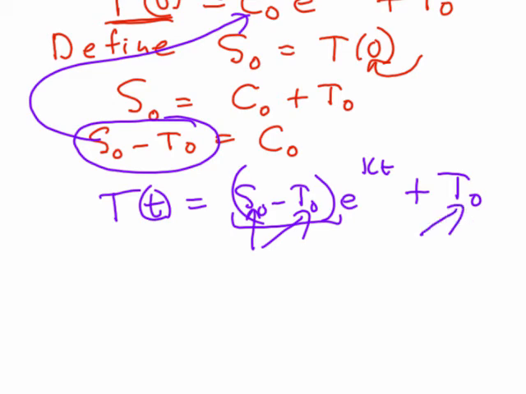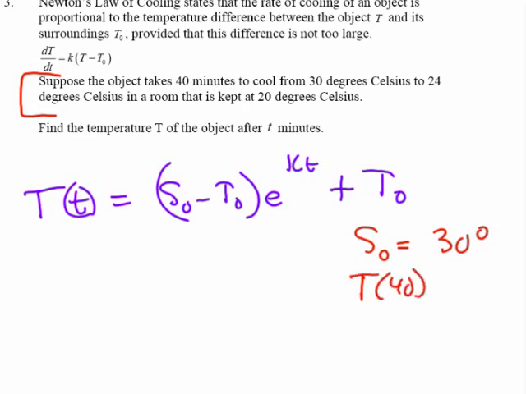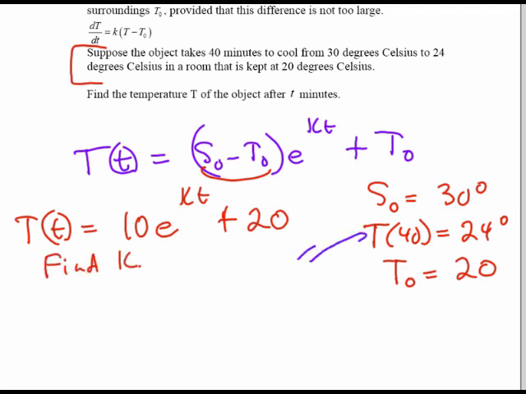All right, let's now apply this to our situation above. Suppose that the object takes 40 minutes to cool from 30 degrees to 24 degrees. In other words, my starting temperature, it's telling me, is 30 degrees. After 40 minutes, the temperature was 24 degrees, and the room temperature, which is T naught, is 20 degrees. So this will be the difference between the starting temperature and the room temperature, which will be 10 e to the kt plus 20. And now to find k, we have to use the other piece of information that we're given, this side condition. So 24 equals 10 e to the 40k plus 20.